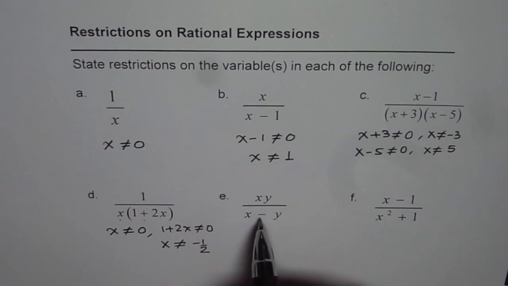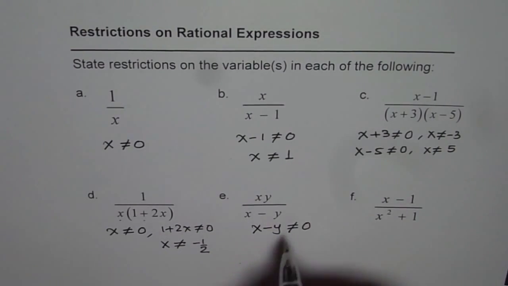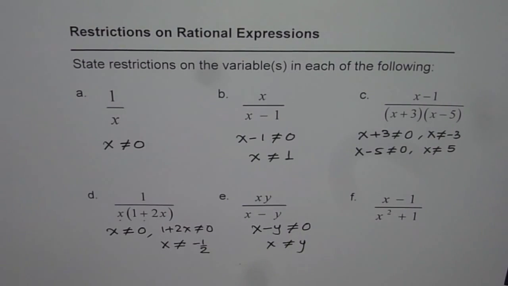E. We have x minus y in the denominator. So x minus y should not be equal to 0. That means x should not be equal to y. So that is the restriction.